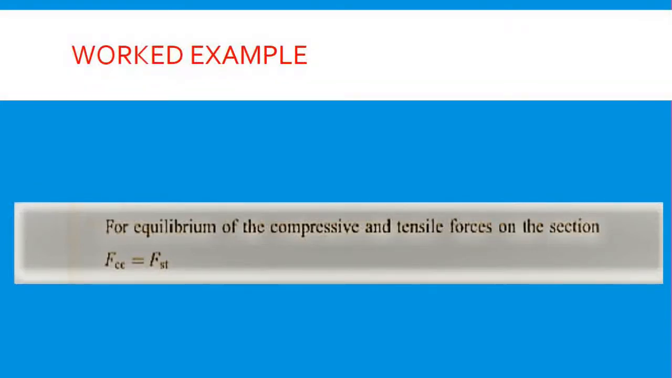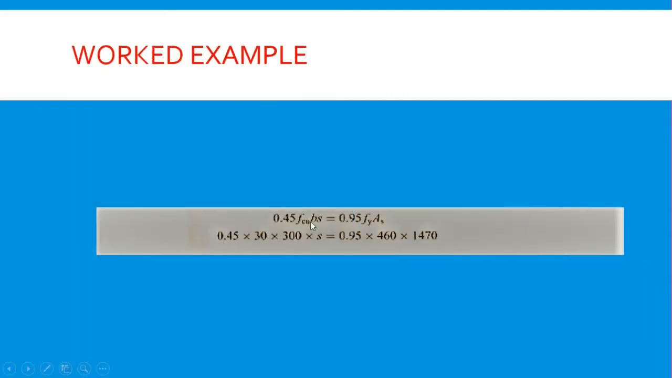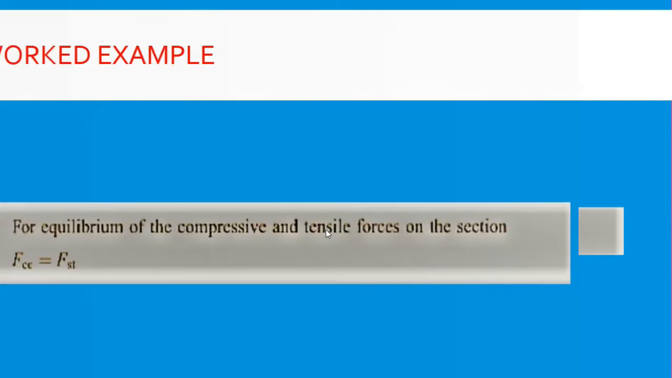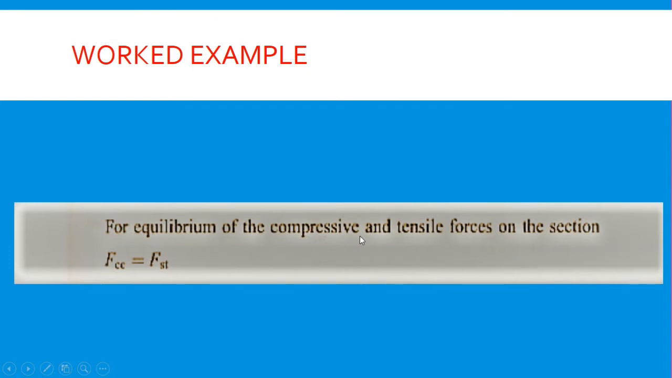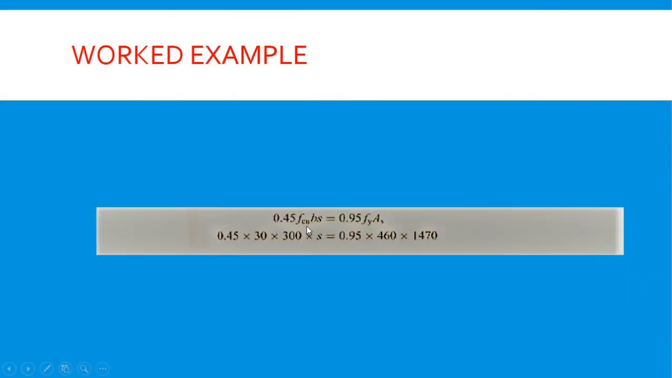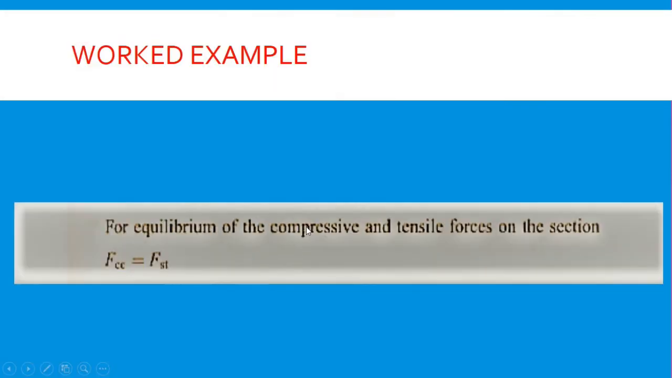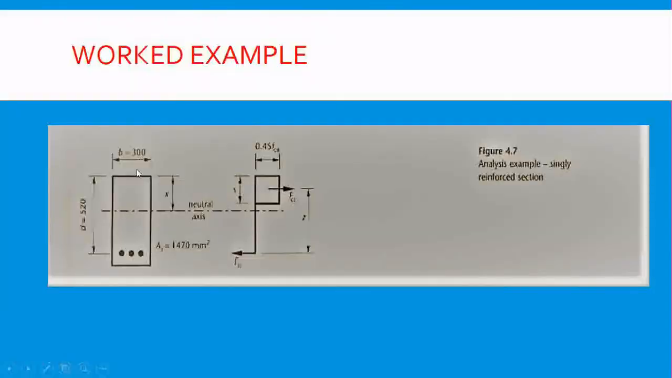So for equilibrium of the compressive and tensile forces on the section, the compressive force is the same as the tensile force, that's the equilibrium. The formula for calculating the compressive force is 0.45 FCU, the characteristic strength of the concrete, multiplied by b s. The value of b here is 300, and the value of s we are going to look for, we don't have it here.